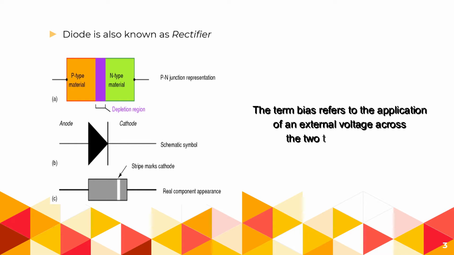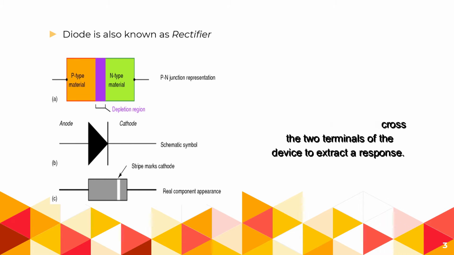The term bias refers to the application of an external voltage across the two terminals of the device to extract a response.